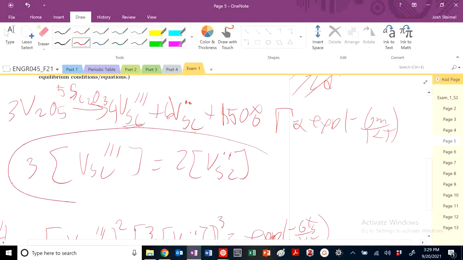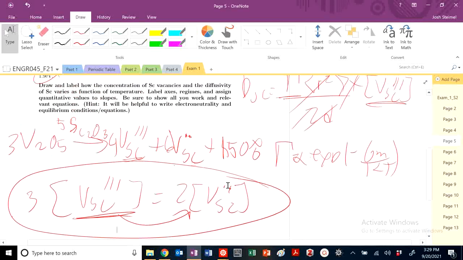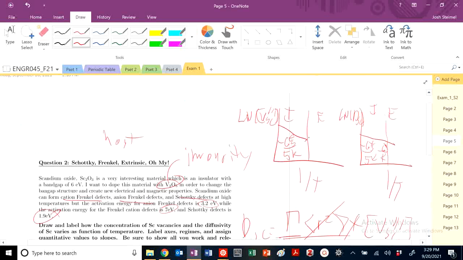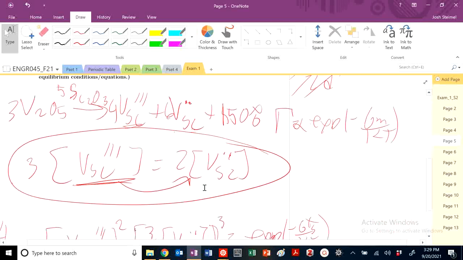In my extrinsic regime, my temperature is low, so I'm not going to have these dominant reactions formed from some enthalpy of formation. My concentration of scandium vacancies is determined by how much of the substitutional cation is present. So I don't have any relationship with temperature there, but I do have that migration term that carries over. For the diffusion, the equation remains the same, but now the vacancy concentration comes from here. So that is it for number 2.